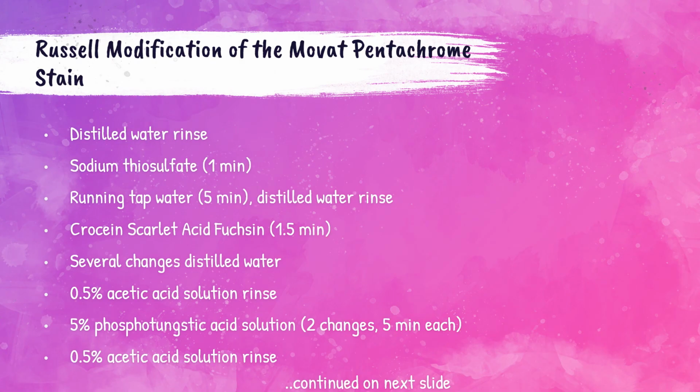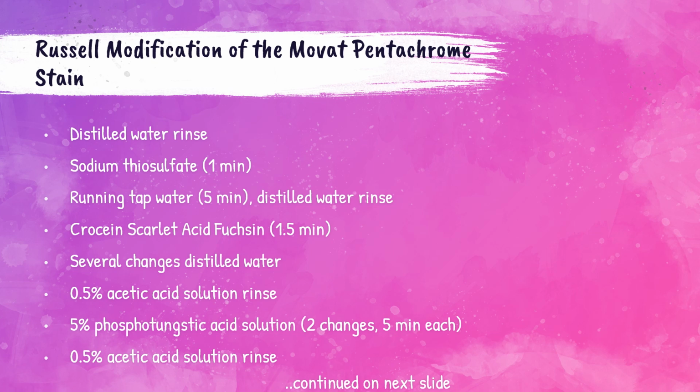So after the tissue section is differentiated appropriately with that 2% aqueous ferric chloride, it should then be rinsed in distilled water and then placed in sodium thiosulfate for 1 minute. After this 1 minute time interval, it should be washed in running tap water for 5 minutes, then rinsed in distilled water. The tissue should then be stained with the Crocein scarlet acid fuchsin for 1.5 minutes. Following the staining step, the tissue section should be rinsed in several changes of distilled water, followed by a rinse in 0.5% acetic acid solution.